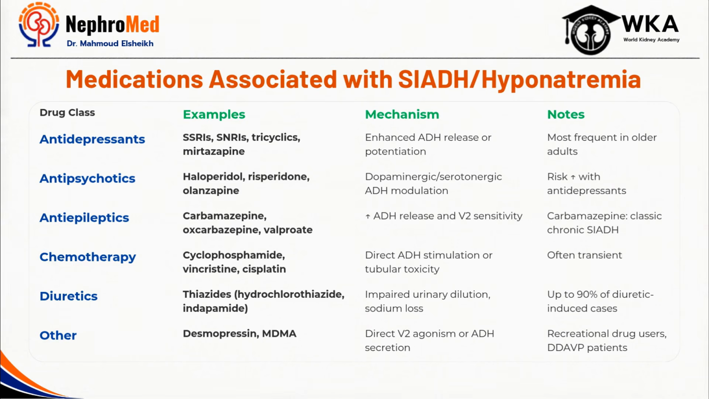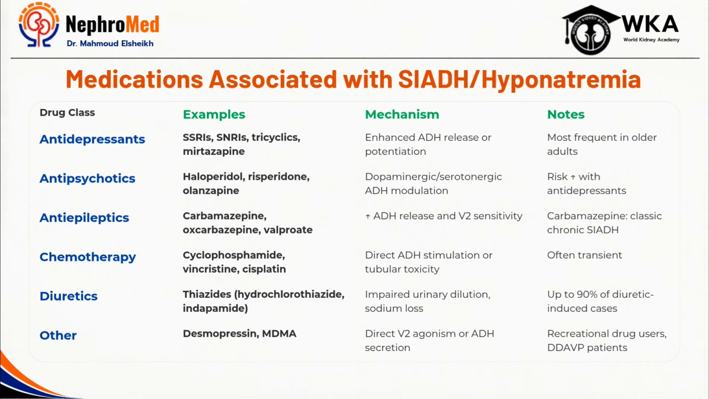One very important and sometimes under-recognized cause of hyponatremia is medication. And honestly, medication review should be a part of the evaluation of every hyponatremic patient, especially in elderly or hospitalized patients. Several drug classes can either stimulate AVP release, potentiate its action, or impair the kidney's ability to excrete free water. Antidepressants are among the most common offenders, particularly SNRIs. They're especially important in older adults, where even mild SIADH can become clinically significant. Antipsychotics can also contribute through dopaminergic and serotonergic effects on ADH regulation.